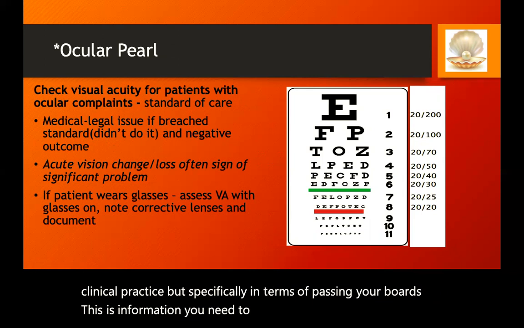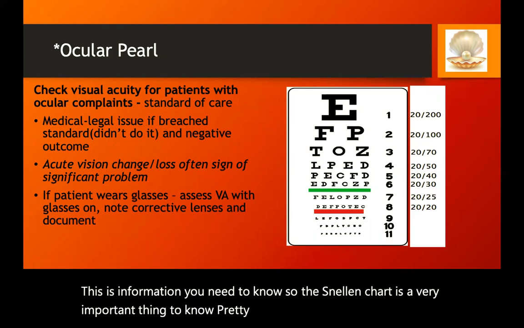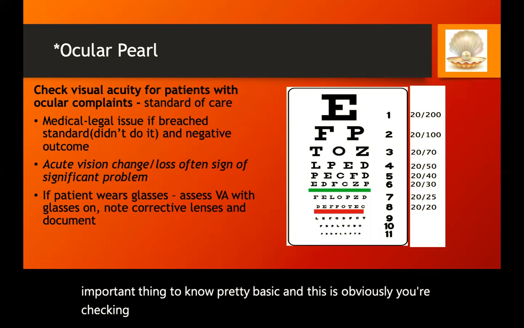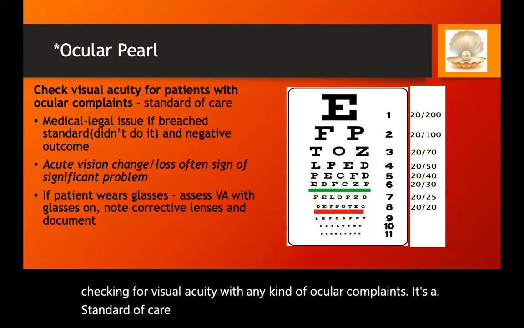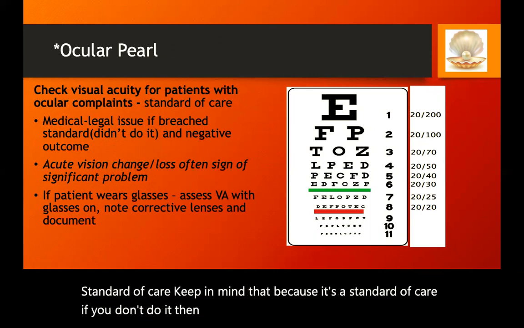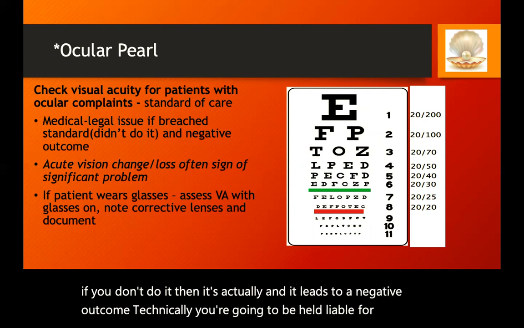So the Snellen chart is a very important thing to know, pretty basic. This is obviously you're checking for visual acuity with any kind of ocular complaints. It's a standard of care. Keep in mind that because it's a standard of care, if you don't do it, and it leads to a negative outcome, technically you're going to be held liable for that because you should have done it.